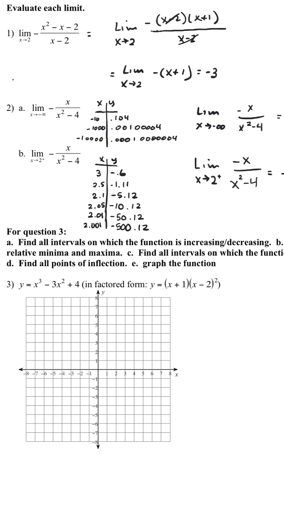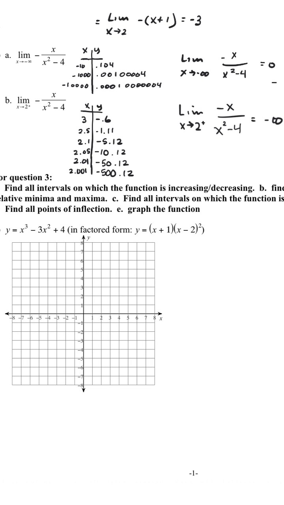Okay, question 3. For part A, we need to find the intervals of increase and decrease. So that's going to come from the first derivative, and then we set it equal to 0. I'm going to factor out a 3x. So we have x equals 0 and x equals 2.